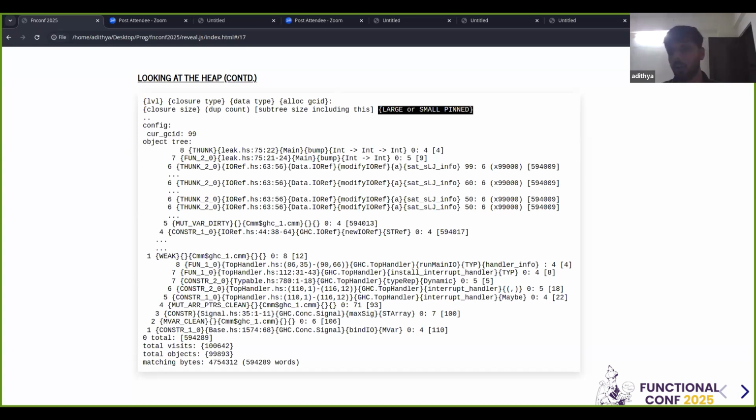So a lot of filters are available, like a rolling window. For example, let's say the GCID is 99. If I were more clever while dumping this heap, knowing the problem, I would say I only want to dump the closures that have been allocated between GCID 50 and 60. Essentially, whatever the current GCID is, I want to dump the closures allocated in the window of current minus 50 to current minus 60.